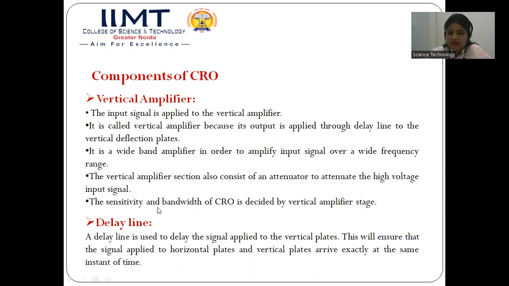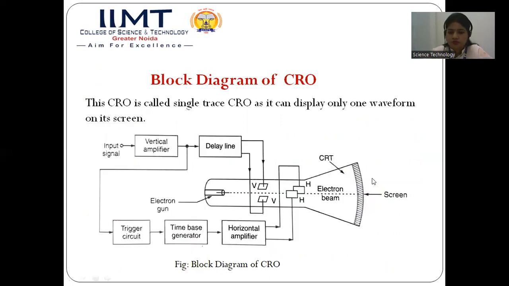So the sensitivity and the bandwidth of the CRO are decided by the initial stage, that is the vertical amplifier stage. The output from the vertical amplifier goes to the trigger circuit and another to the delay line.